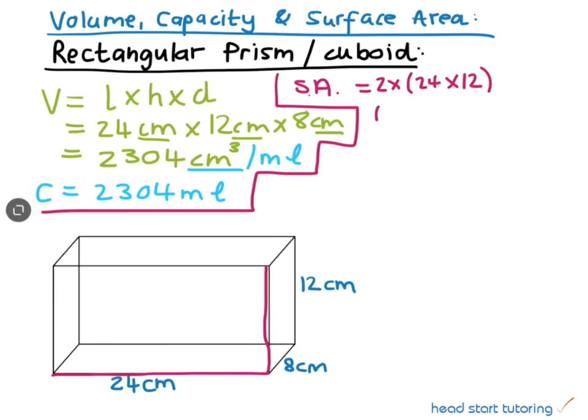And then we add 2 times, let's now do our sides, which is 8 by 12. So 8 there and 12 there. So that's 8 by 12. And then we add 2 times our top or our bottom, which will be 24 by 8.